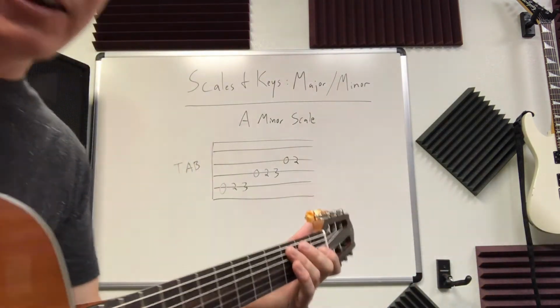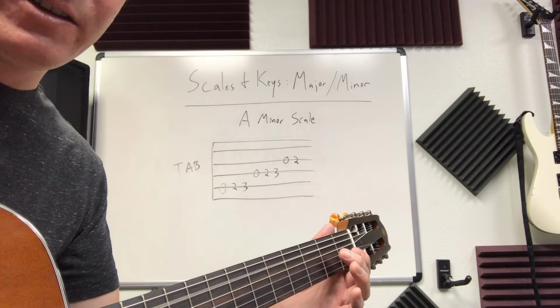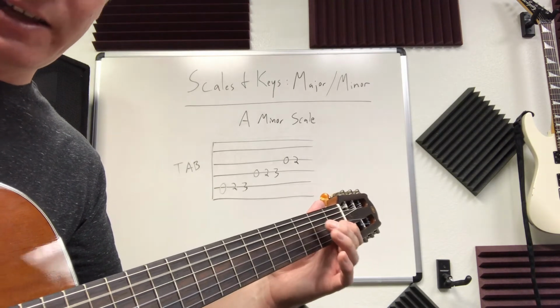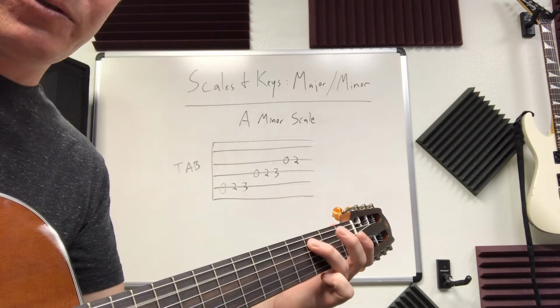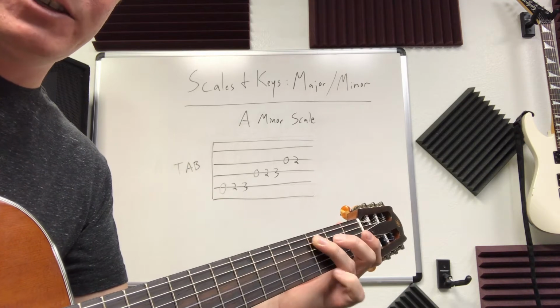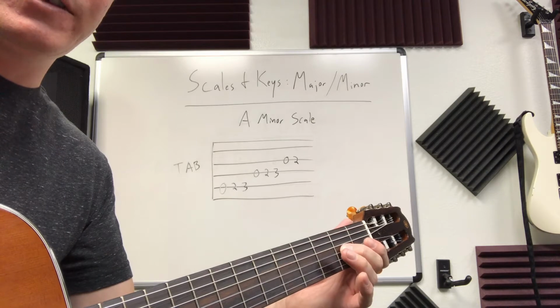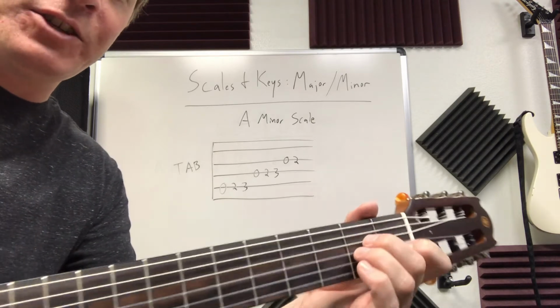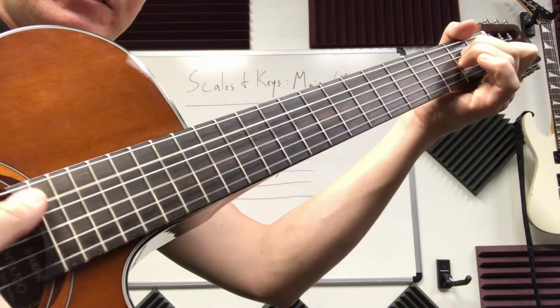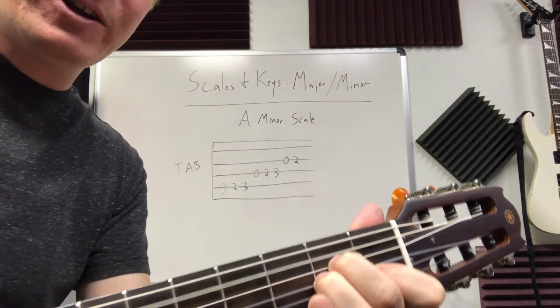So it goes like on the tabs, 0 on the A string, on the 5th string, 0, 2, 3. Then the next string, the D string, 0, 2, 3. And then on the G string, 0, 2. Okay? So that is based around this shape, the A minor chord.